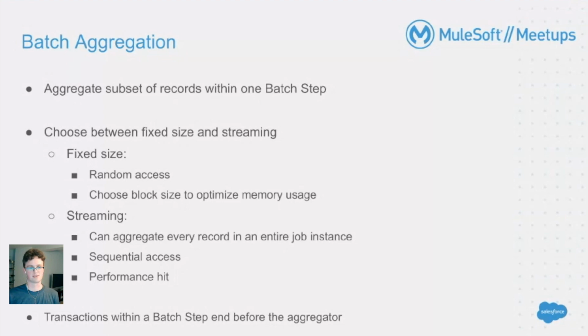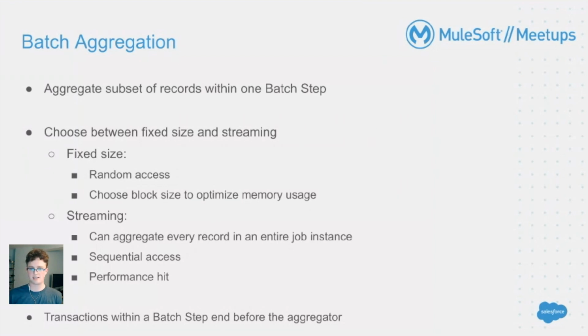Respecting Salesforce's governor limits is pretty important. They sort of shut you off if you do not do that. So you want to be uploading a chunk of records instead of one at a time. And this batch aggregator is what allows you to do that. There's two sort of diametrically opposed settings for this. You can choose a fixed size aggregator or a streaming aggregator.